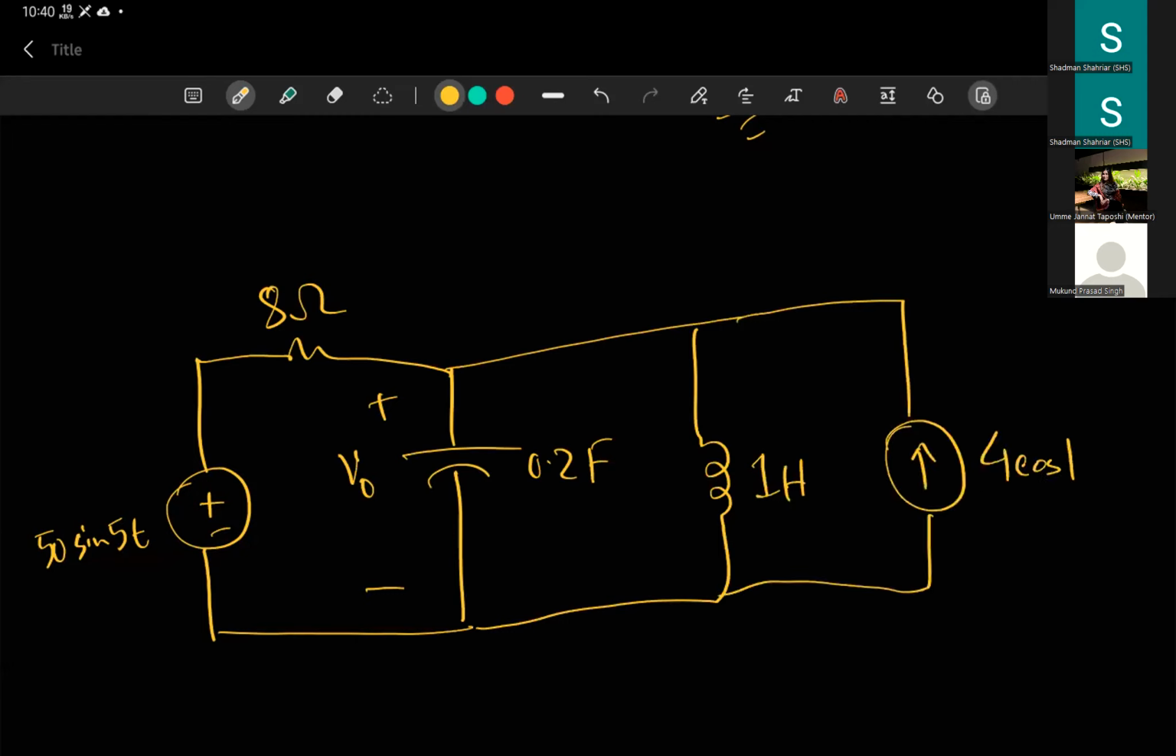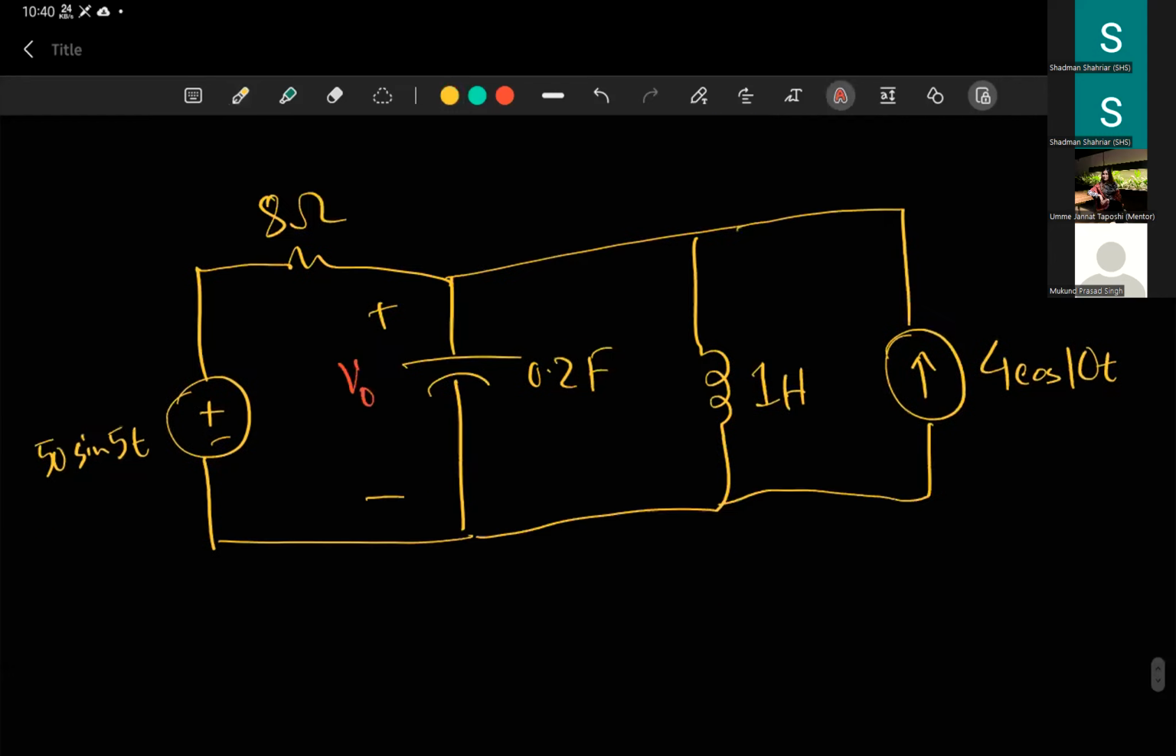Okay, so for this problem, what you have to do is find V naught. The result will be sinusoids, but we will solve this problem in complex mode. We're going to solve this problem by hand completely, because this is what you have to do.